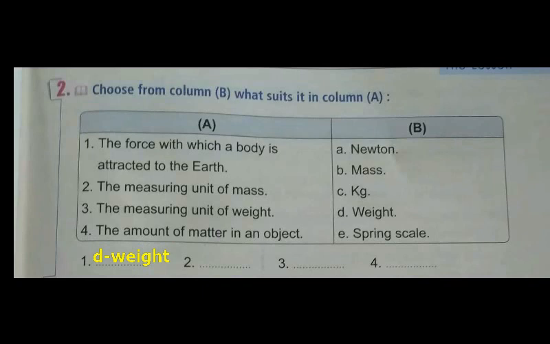The measuring unit of mass. Kilogram, number C. The measuring unit of weight: Newton, number A. The amount of matter in an object, which is the mass, number B.